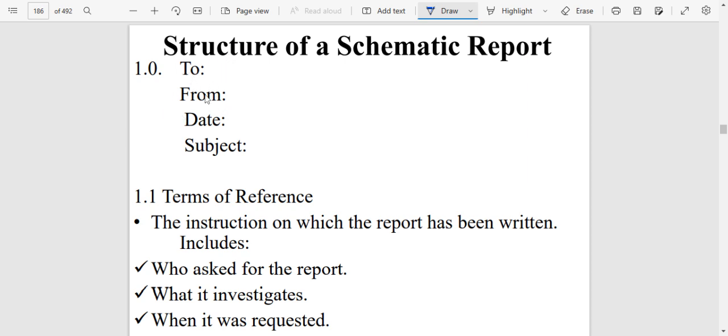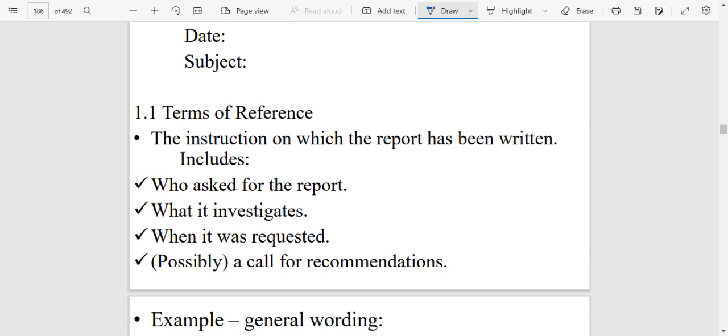Now, what is the structure of a schematic report? So when you're writing a report, one thing that you should have is where the report is going to and where it is coming from. You're also going to put the date of your report and also the subject. These are very important things to always remember when you're writing a report. Where it is going to, where it is coming from, the date, and also the subject.